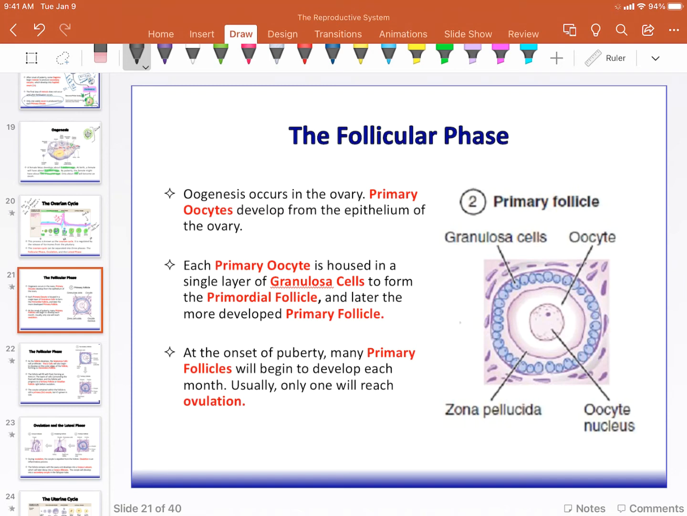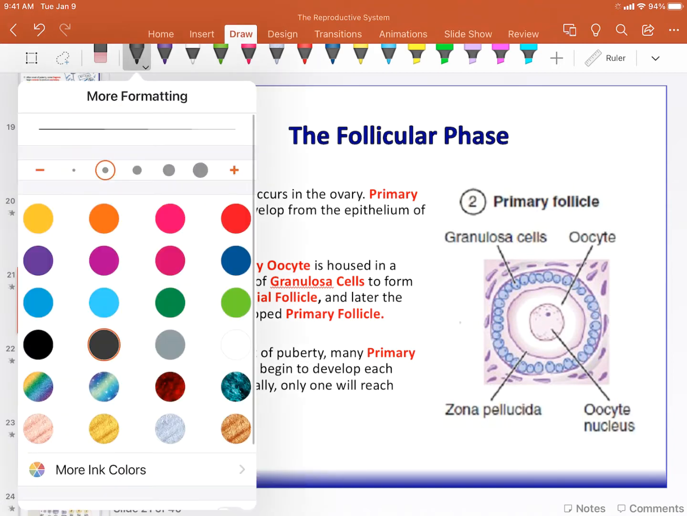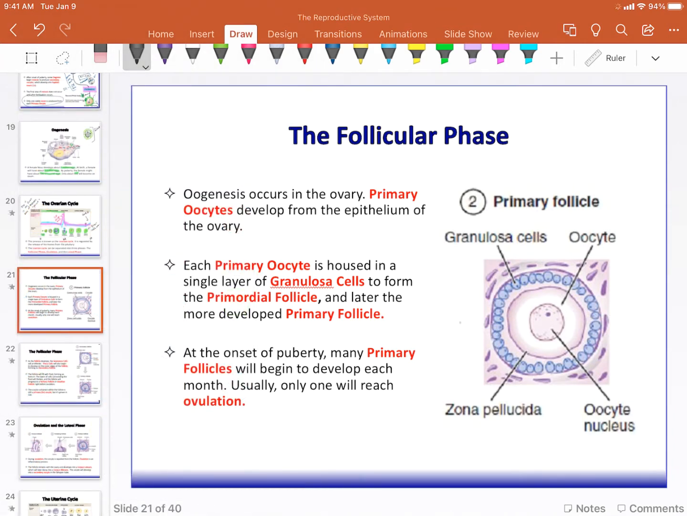Okay, we're going to take another look at the ovarian cycle, but now I'm going to go into some depth here. And we'll begin by looking at and examining the primary oocyte. The primary oocyte is found here in the center as shown here. Okay, so this is my oocyte. I'm going to outline it in black.